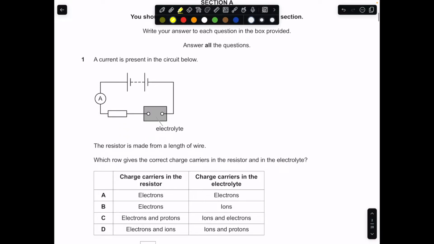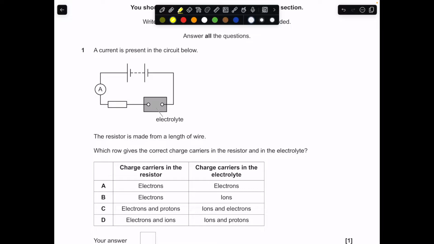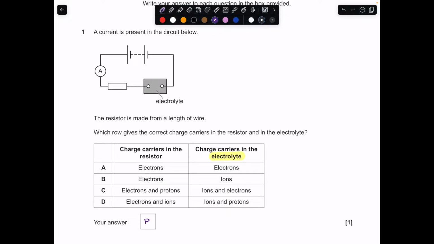Okay, so in the first question we are given that a current is present in the circuit below. The resistor is made from a length of wire. Which row gives the correct charge carriers in the resistor and in the electrolyte? So we know that in the resistor it will be the electrons that are the charge carriers, and because we have an electrolyte, which contains mobile ions, the correct option will be B.